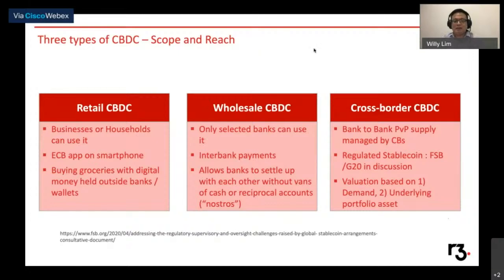The last but not the least, and the most important, is cross-border. So these are CBDCs that are either bank-to-bank or really pure peer-to-peer. And some of the thinking on cross-border, as I mentioned earlier, is around a regulated stablecoin, which acts as interoperability among various jurisdictions.